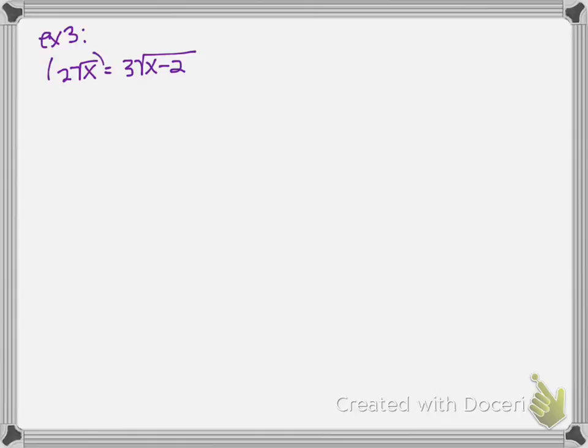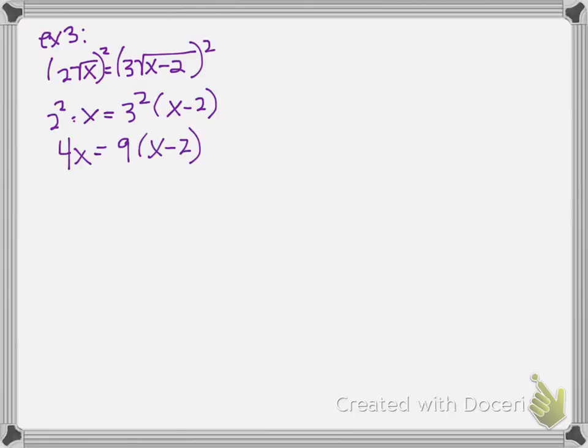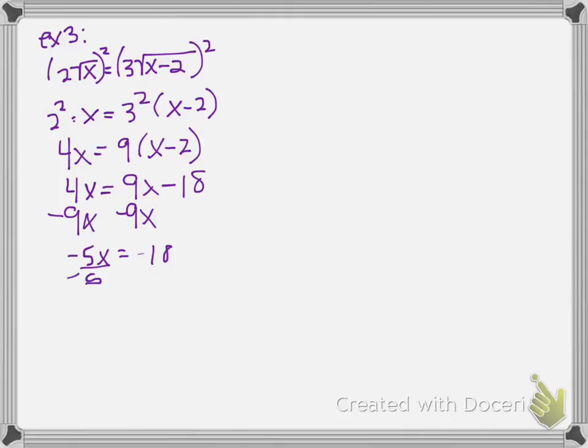Okay, here's another example. Just square both sides. The difference here is this is going to be 2 squared times x equals 3 squared times x minus 2. And then you get 4x equals 9 times x minus 2. Distribute the 9, 9x minus 18. Subtract 9x from both sides. Negative 5x equals negative 18. Divide by negative 5. x equals 18 over 5. You're done.